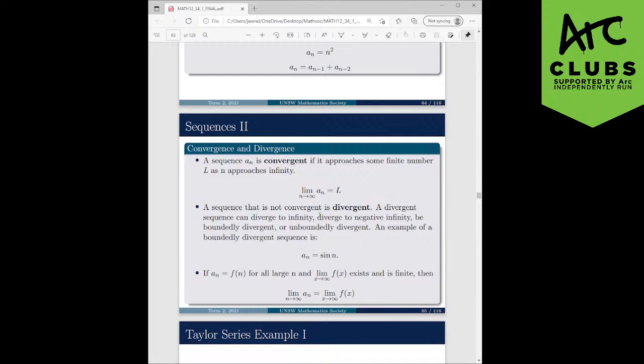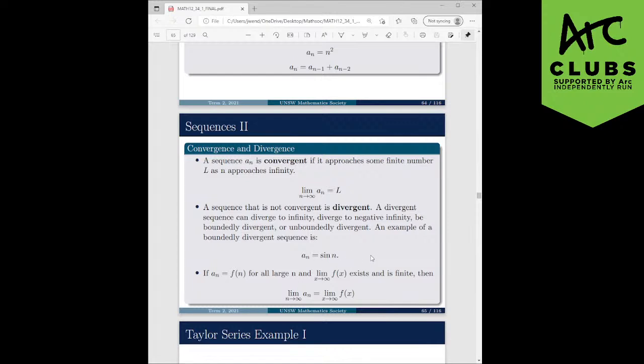So you can diverge to infinity, diverge to negative infinity, relatively self-explanatory, those ones, like the square number thing goes off into infinity. Then you have the boundedly divergent and unboundedly divergent. So the boundedly divergent sequence is most clearly explained by the sine function. Sine function bounces around between 1 and negative 1.